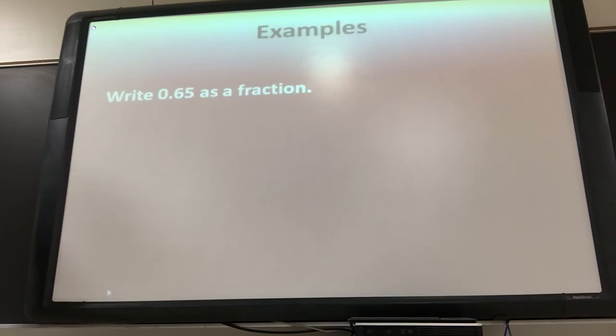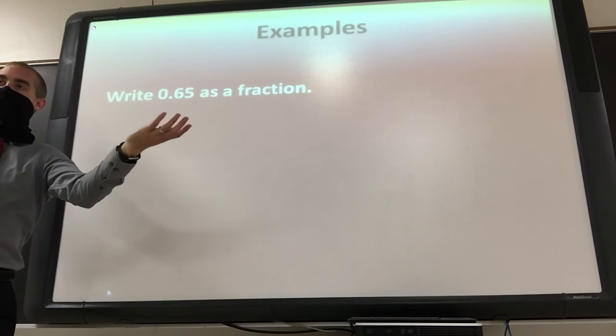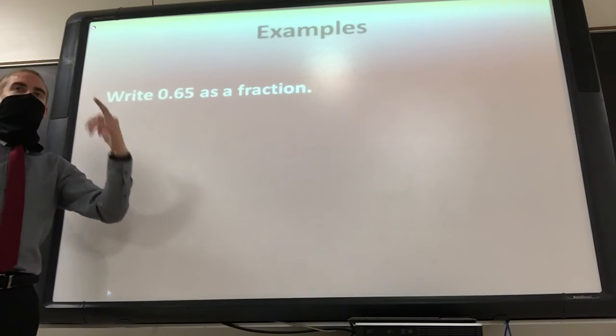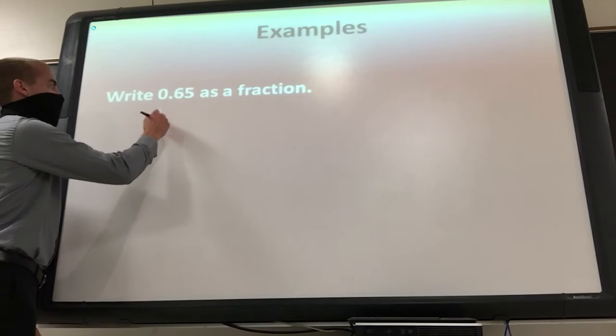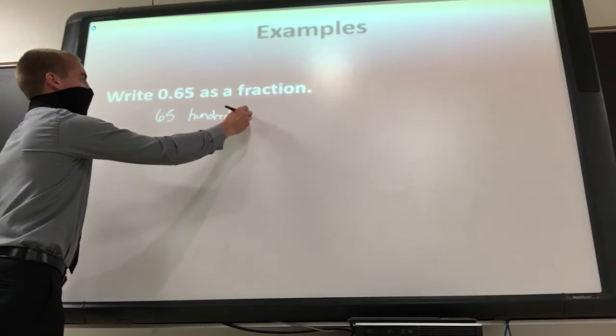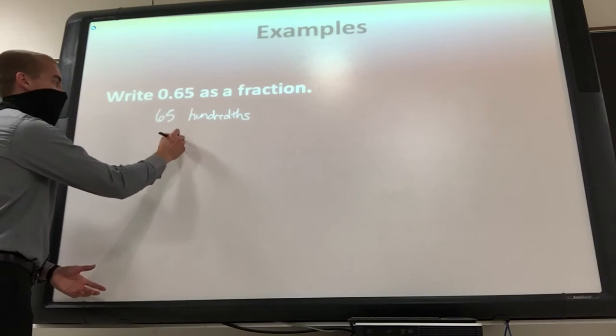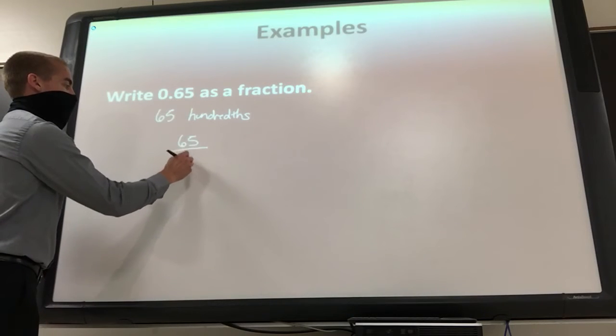Alright, so let's look at our first example then. One thing that I would suggest is, maybe don't say it out loud if you're taking a quiz or something, but just say to yourself, how would you say 0.65? It's 65 hundredths. Yes, 65 hundredths. So I'll even write 65 hundredths, which means you just do exactly what you just said. Put 65 over 100.